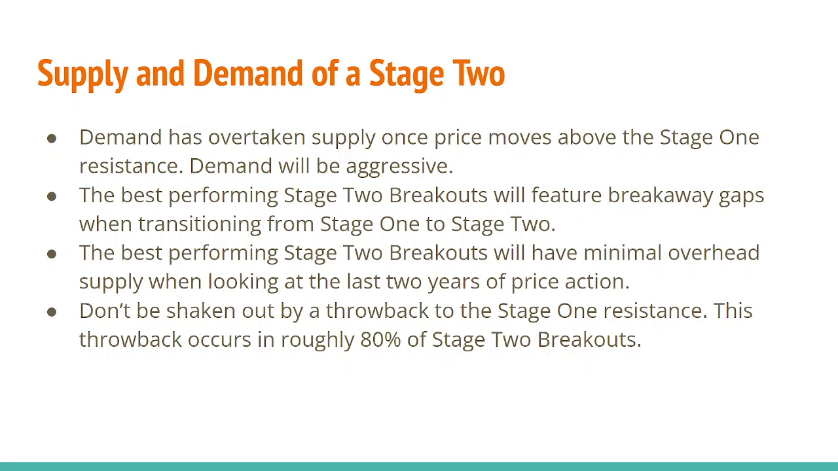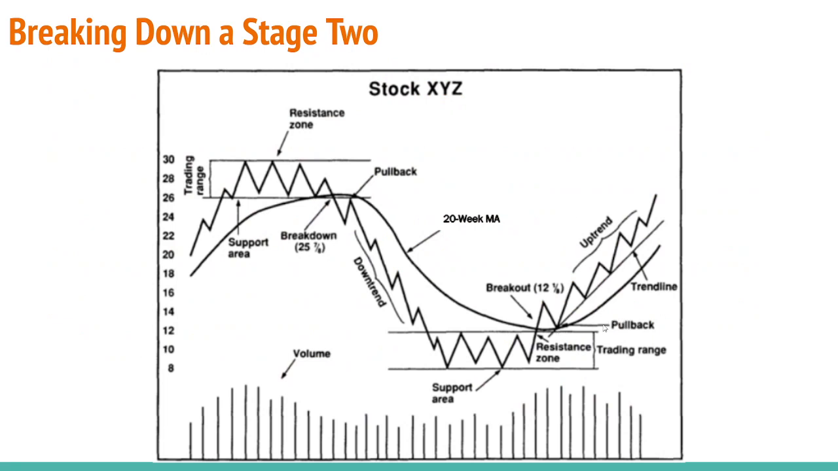And it's smart to remember not to be shaken out by a throwback to the Stage 1 resistance. This throwback occurs roughly 80% of the time during Stage 2 breakouts. I know it says pullback here, but we're going to call it a throwback. You get a breakout, and then you get your throwback to the previous trading range. This is often caused by that smart money that bought down here. They're at a profit, they're going to sell some. But the demand is so strong that price will not enter this equilibrium zone. It will just throw back to the previous resistance, now support, and move on higher.